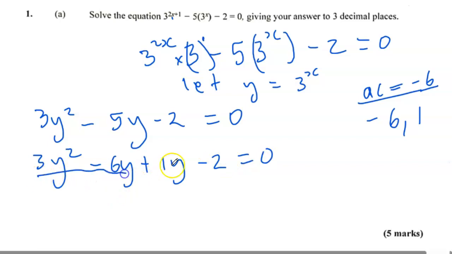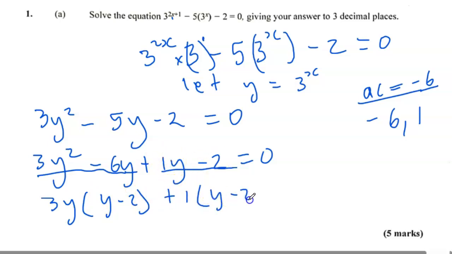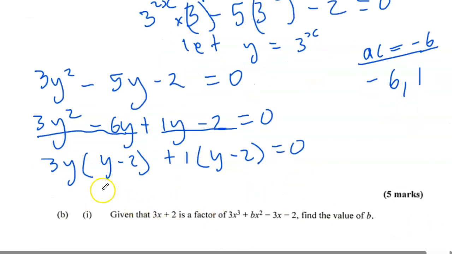And then we factor by groups. So for the first pair, the common factor there is 3y, and we're left with y minus 2 in the bracket. Factor out 1 in the second pair, same factor in the bracket there, y minus 2. So this means that y minus 2 is a common factor, and we're left with 3y plus 1 equal to 0.